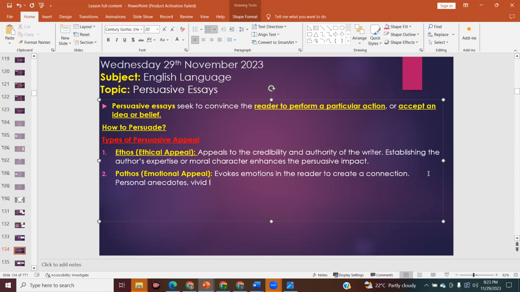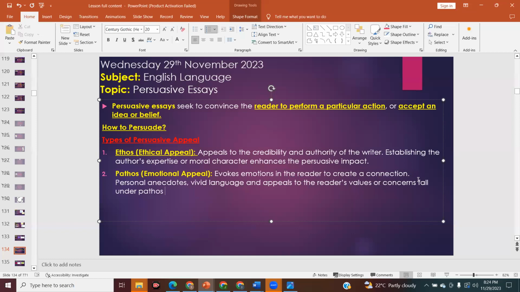So emotional appeal. They use personal anecdotes, they use vivid language, and appeals to what is very important to the reader's values or concerns. You spelled anecdotes wrong. I'm sorry, anecdotes. That's the word, not antidotes. I pronounced it wrong. So personal anecdotes, vivid language, and appeals to the reader's values or concerns fall under pathos.